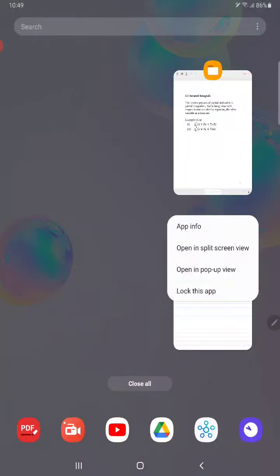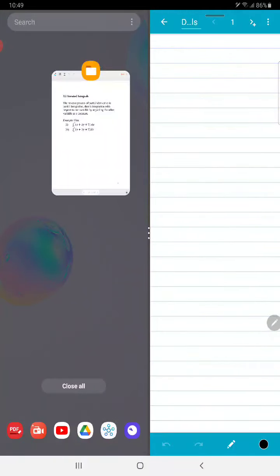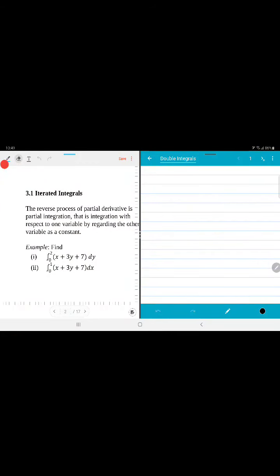Okay, let's, oops. Alright, I need more room. Sorry about that.